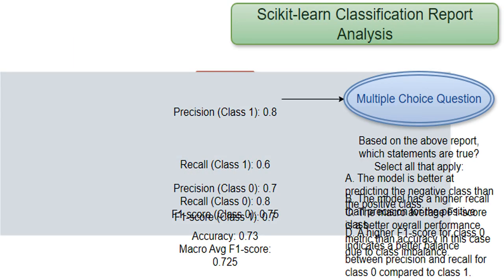For Class 1, one of the two categories in this binary classification problem, the model has a precision of 0.8, meaning 80% of its positive predictions were correct. The recall is 0.6, meaning the model correctly identified only 60% of the actual positive instances. The F1 score combines these, and is a bit lower at 0.7.